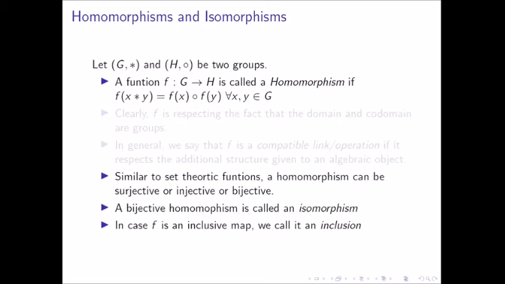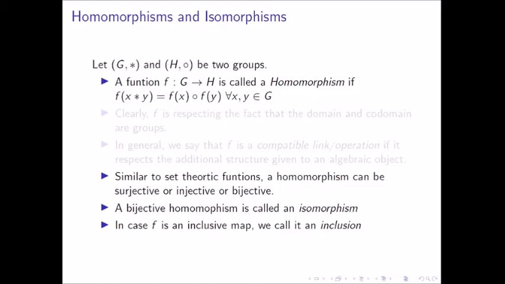Similar to a set theoretic function, a homomorphism can be surjective or injective or bijective. So if f x is equal to f y implies x equals y, it's injective. Similarly, if for all small h in capital H, there exists a small g in capital G such that f of g is equal to h, then f is called surjective. And if both of these properties hold, it's called bijective. A bijective homomorphism is called an isomorphism. This is a very special type of homomorphism. It's bijective and it says a lot about the two groups. We will soon see what it says about the two groups.